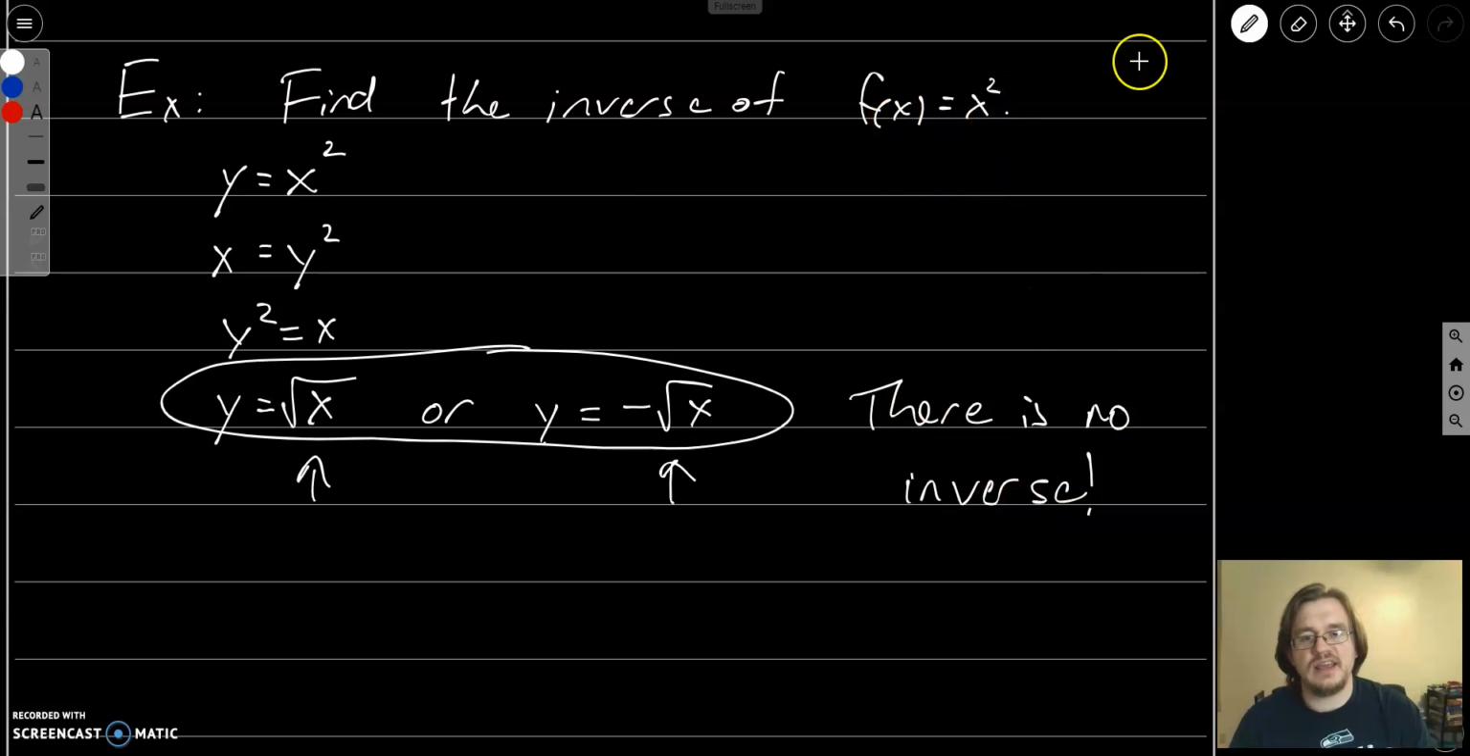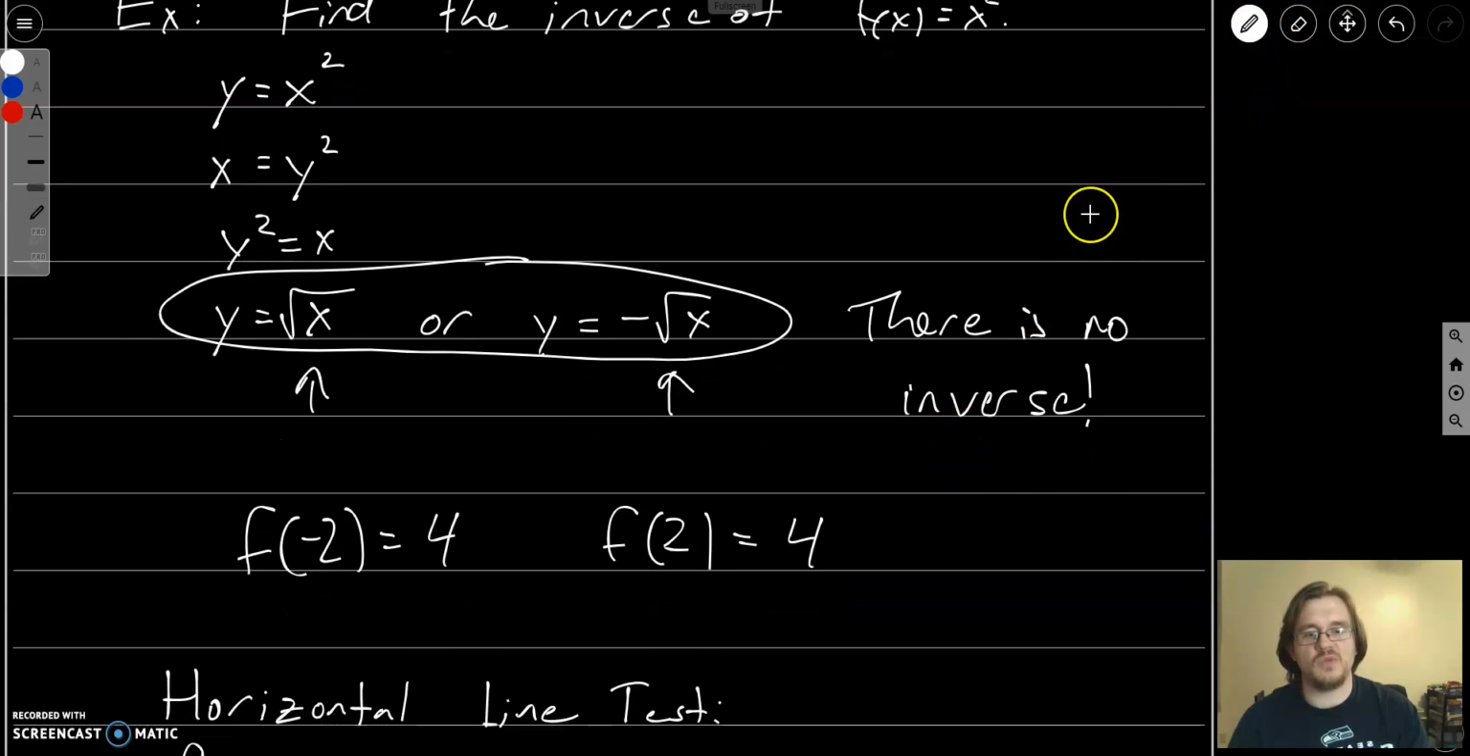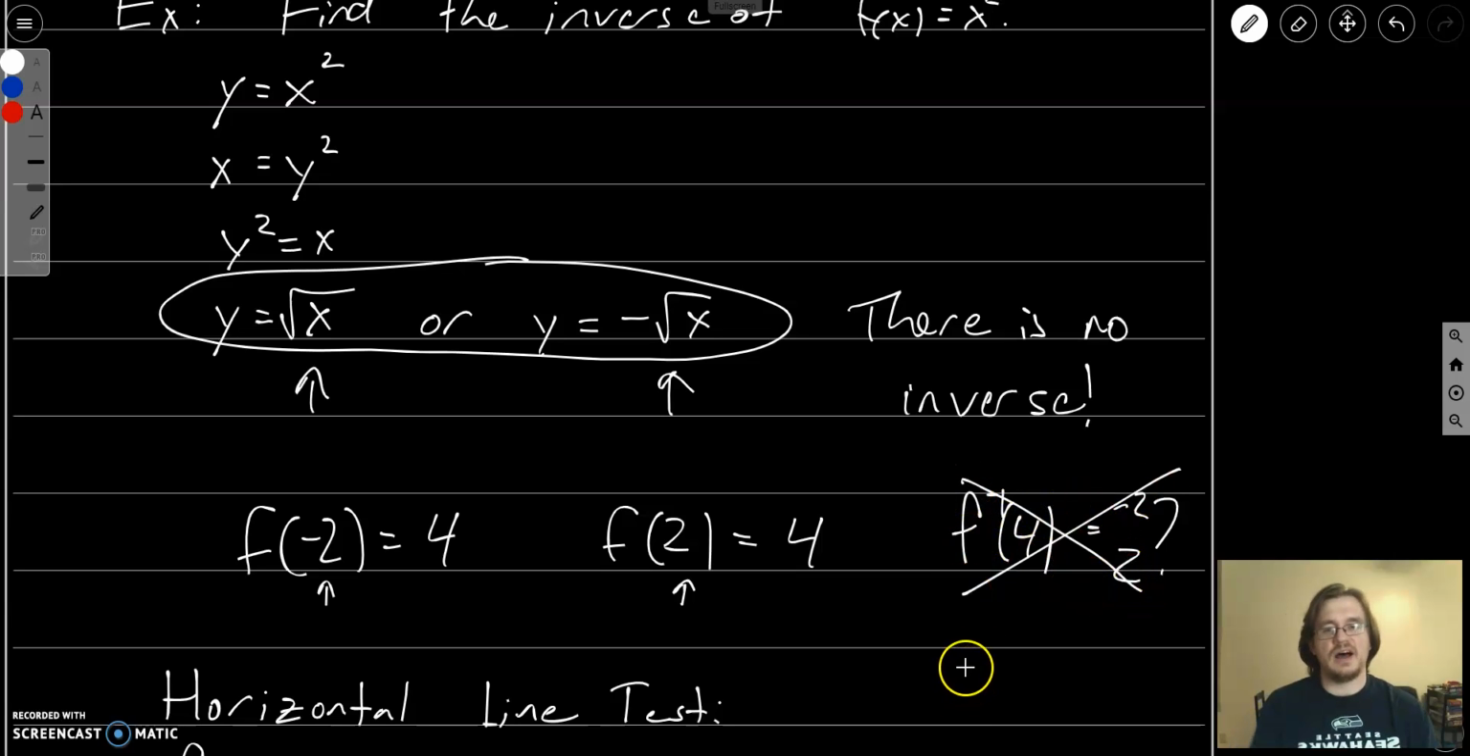Another way to see this is if we were to think about f of x. If I plug in negative 2, negative 2 squared should be 4. And if I plug in 2, 2 squared is also 4. So when I'm thinking about what the inverse should be, well, the inverse of 4 should be whatever we plugged in to get 4. Well, which do we choose? Do we choose a negative 2? Or do we choose a 2? And it turns out that this means this function can't exist.